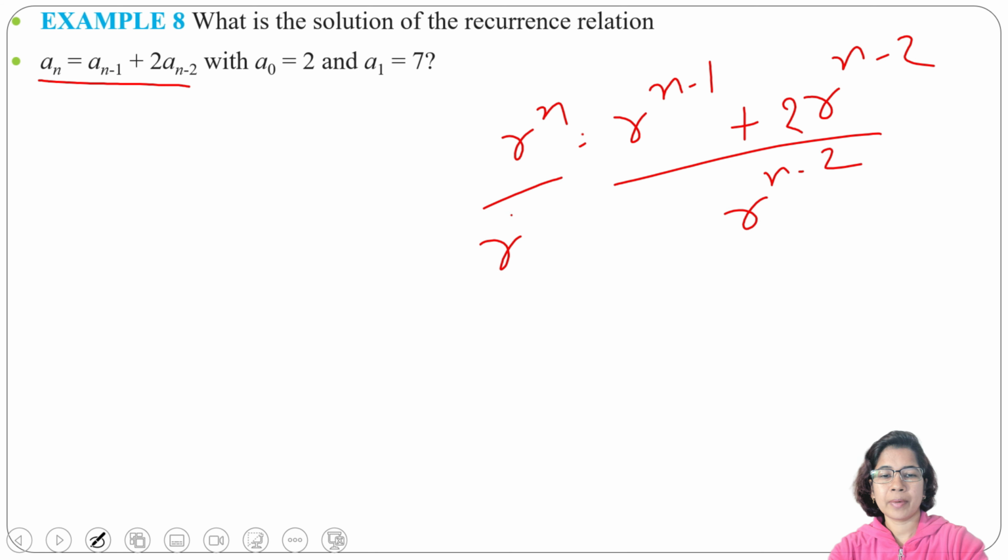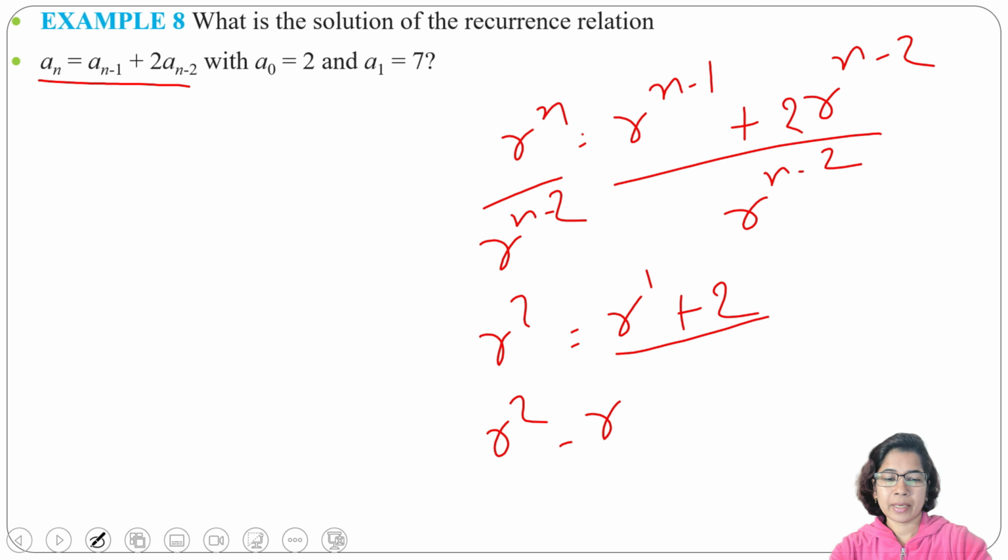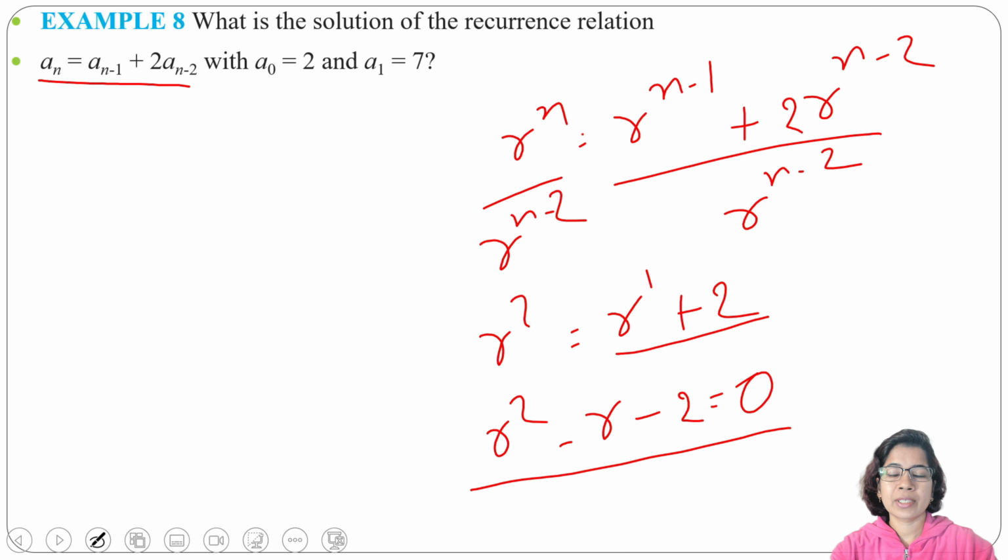Here also r power n minus 2. It will be r square equals to r power 1. This r power n minus 2, r power n minus 2 will be cancelled. So plus 2. Now we can take this thing into left side. So r square minus r minus 2 equals to 0. This is our characteristic equation.